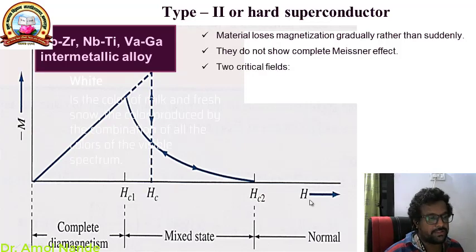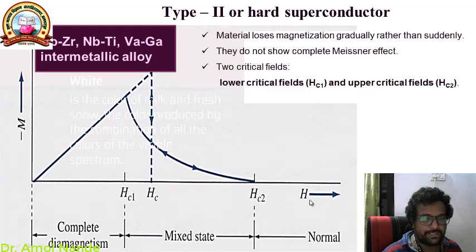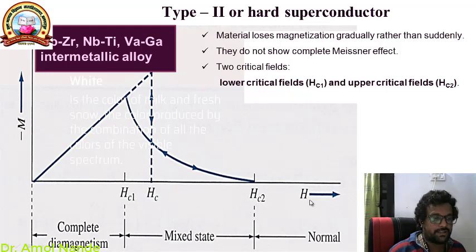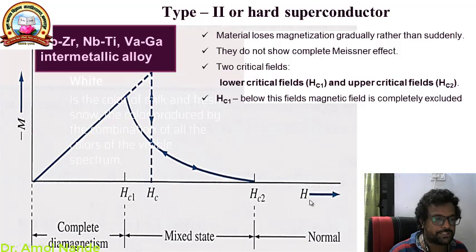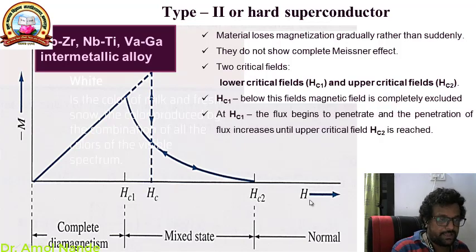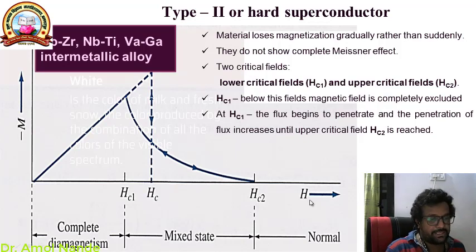Then here we have to define two critical fields. We call Hc1 the lower critical field, and Hc2 the upper critical field. So below Hc1, as I said, the magnetic field lines are completely excluded from the specimen, the elements or the alloy, and the material acts like a superconducting state. At Hc1 a few lines start passing through the specimen, and the penetration of flux lines increases until the Hc2 value is reached. After Hc2, the material acts like a normal material, and 100% penetration is possible.